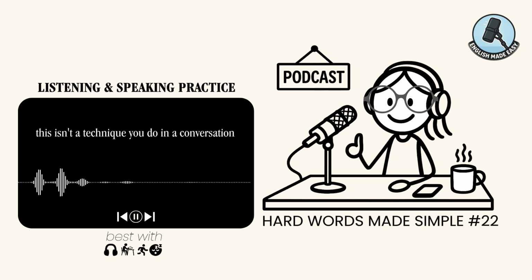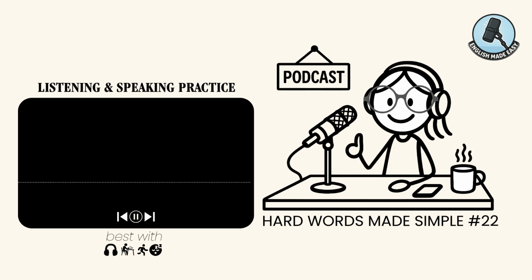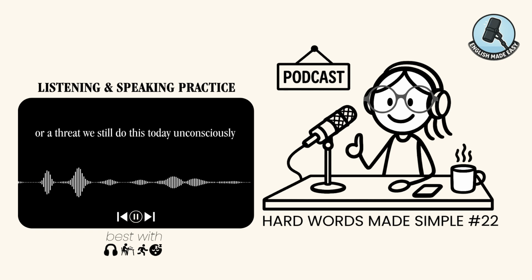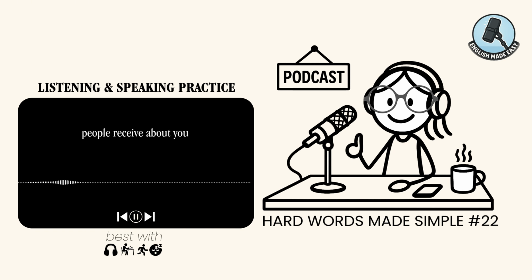This isn't a technique you do in a conversation. It's a way of being before the conversation even starts. The theory is that humans are ancient creatures. For thousands of years, we had to quickly decide if a stranger was a friend or a threat. We still do this today, unconsciously. Your body language is the first piece of information people receive about you. So let's break down the step-by-step procedure for becoming more approachable.